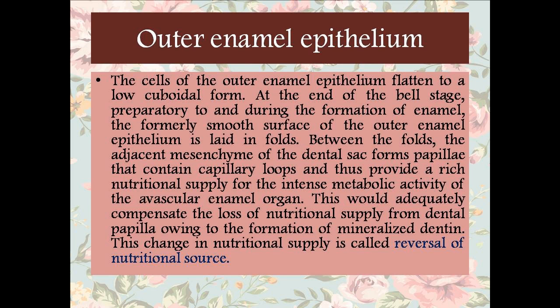So, in the advanced Bell stage, from where does the enamel organ get the nutrient? It gets the nutrient from the dental sac, which forms capillary loops into folds formed on the surface of the outer enamel epithelium. This would adequately compensate the loss of the nutritional supply from the dental papilla owing to the formation of mineralized dentine. This change in the nutritional supply is called reversal of nutritional source, which we see in advanced Bell stage. That is, from the dental papilla, the nutritional supply goes into the hands of the dental sac.